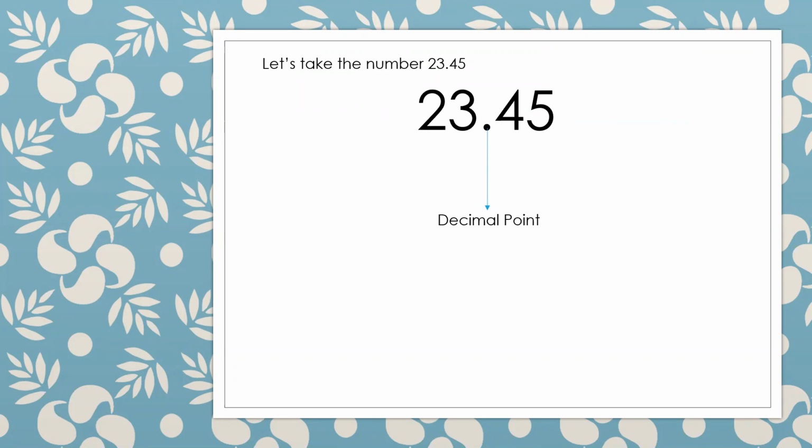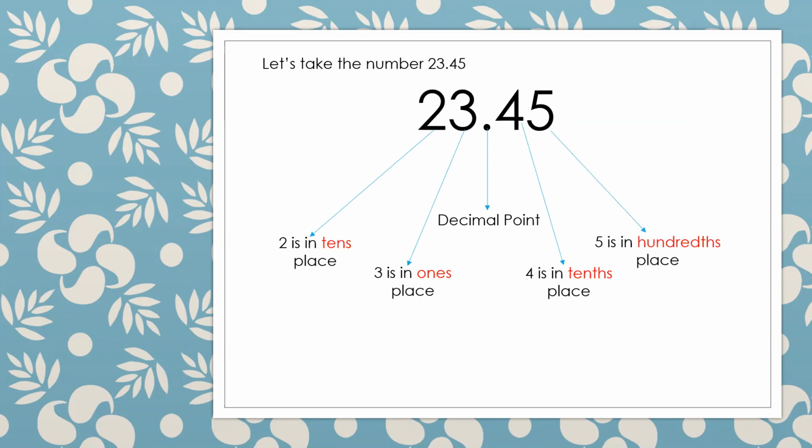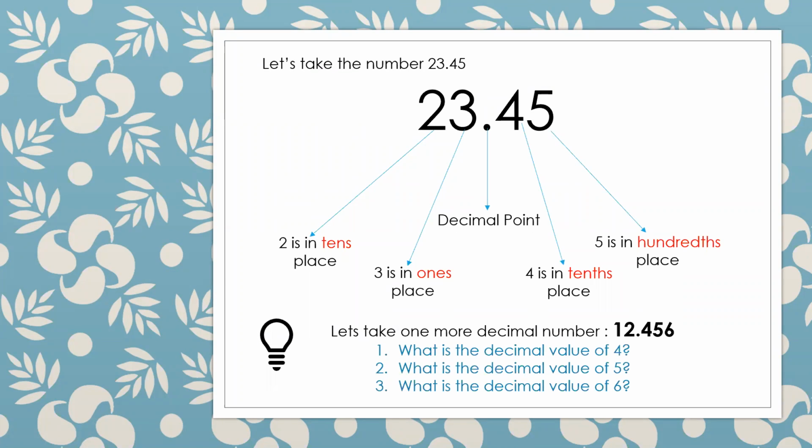That is the decimal point. 3 over here is in ones place, 2 is in tens place, 4 is in tenths place, and 5 is in hundredths place. Let's just practice some questions. We'll take one more decimal number, that is 12.456.